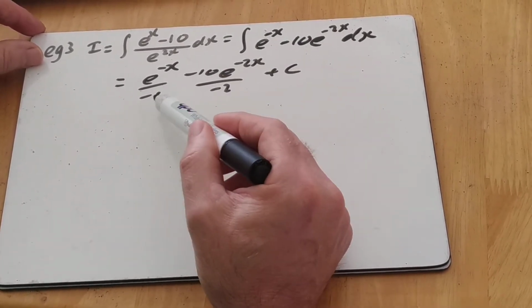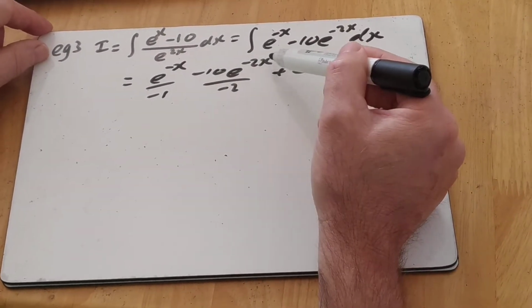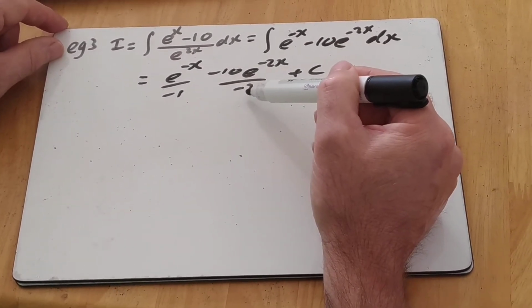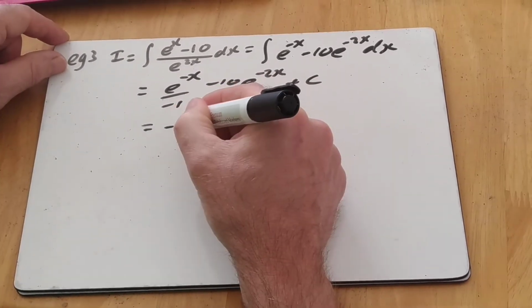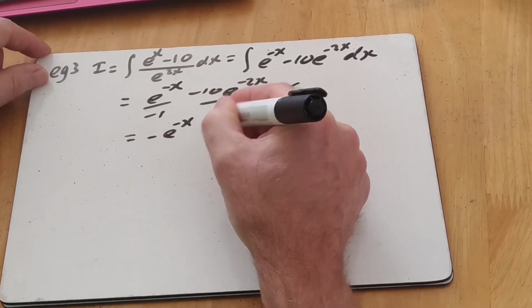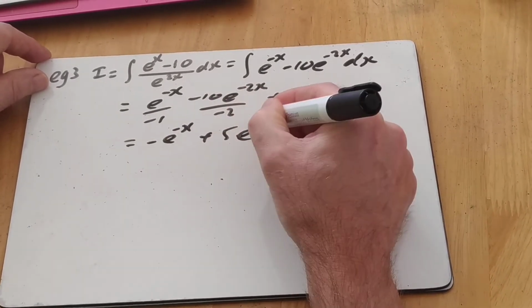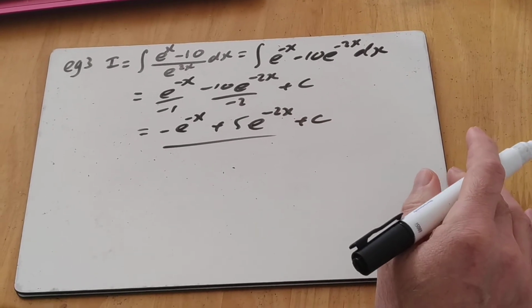Show that you're applying this rule here. Show that you're applying that the power doesn't change. I'm just going to divide by the differential of the power in this form here. So I'd write it as minus e to the minus x, or minus 1 over e to the x, and then plus 5 e to the minus 2x plus my constant. And that's the answer there.